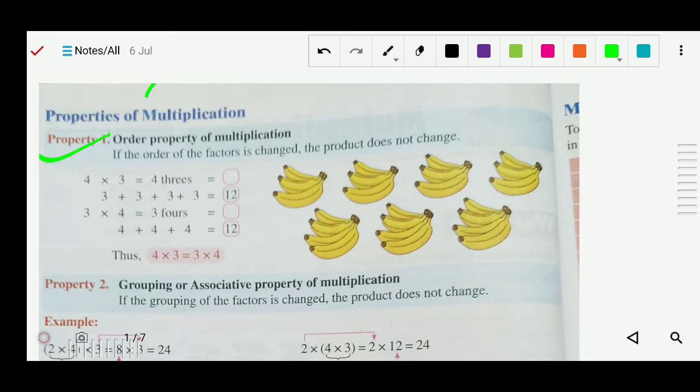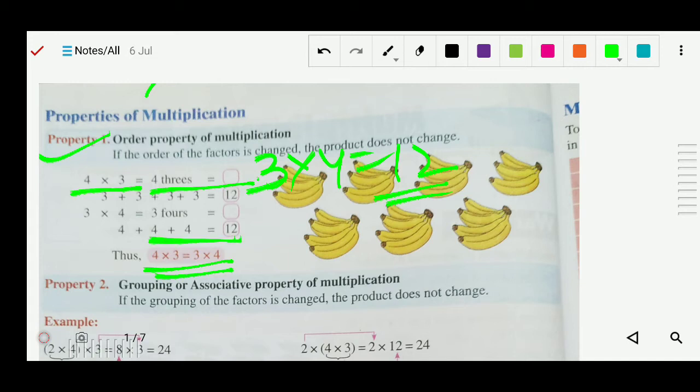See here, 4 into 3. What is the answer? 4 3s, that is 12, or you can write 3 into 4. What is the answer? 12. In both cases the answer is the same. Here you can see 4 into 3 equals 3 into 4. In both cases you will get 12. So this is called the order property. This order property is also called swapping. We are just swapping the numbers. We just change the position, and it is also called the commutative property.